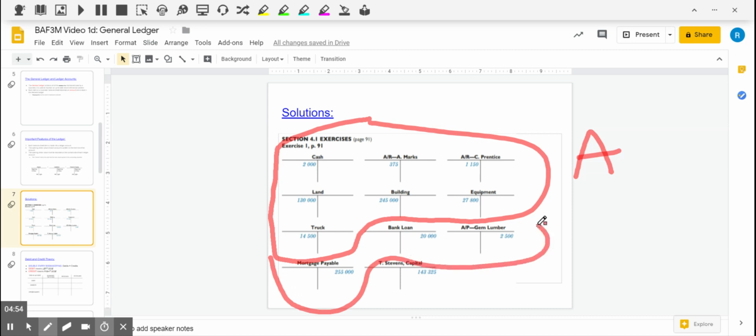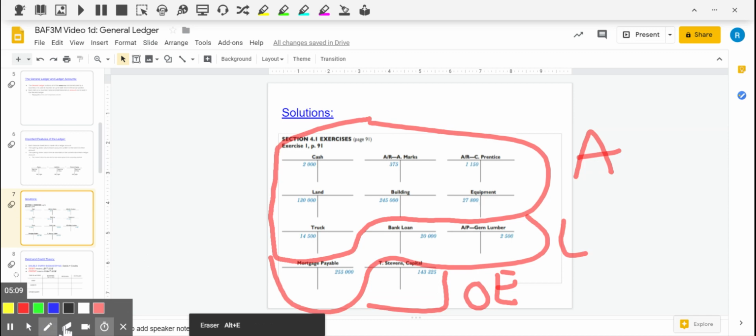These are our liability accounts, and this is our owner's equity account. What do you notice about the liabilities? Bank loan, accounts payable, mortgage payable, is it normally a debit balance or a credit balance? And what do you notice about equity? Is it a credit balance or a debit balance?